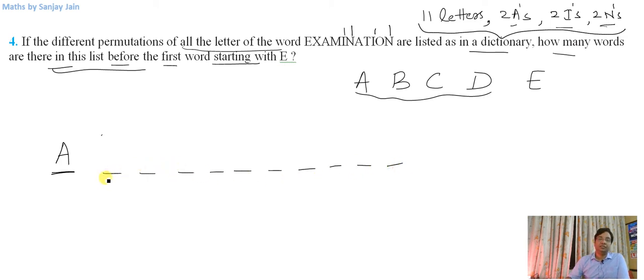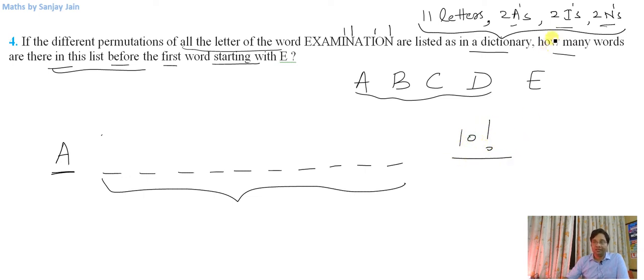Right? So these 10 positions or 10 places can be filled in 10 factorial ways, and I have to divide it by 2 factorial and 2 factorial because of these 2 I's and 2 N's. Because of these 2 A's, I don't have to divide it by 2 factorial because I have fixed this first place. So one of the A's is gone, right?